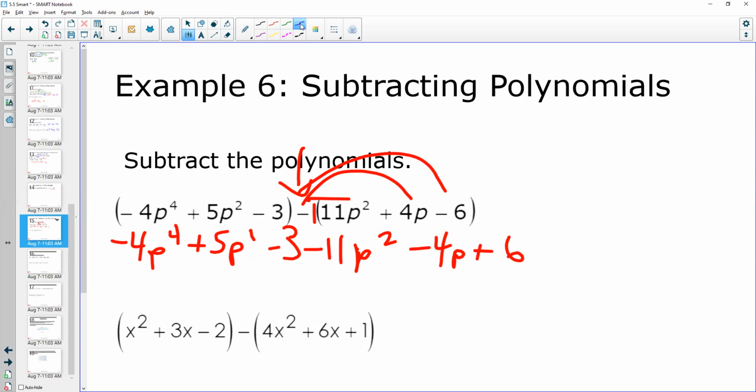So how many p to the fourths do I have? Well, just the one. So I have negative 4p to the fourth. Do I have any p cubes? Nope, I don't. So I have plus 5p squared minus 11p squared. That's going to be minus 6p squared. I have just, let's see, minus 4p. And then I have minus 3 plus 6, so plus 3. All right, that's it. That's done.